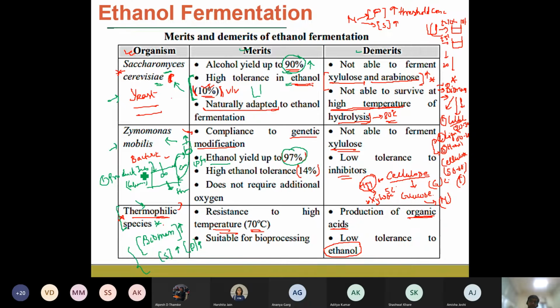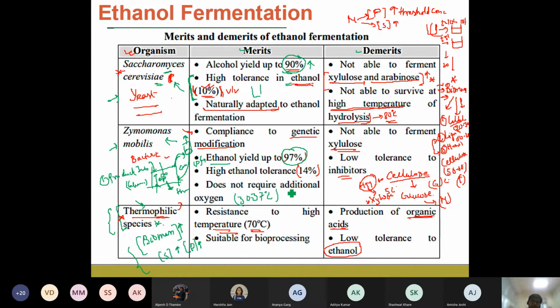Another particular strain of microorganism is known as thermophilic species. These have a high resistance to temperature. As we have already discussed, in the fermentation process, when the cells are carrying out metabolic activities, there is a release of heat or energy, and that increases the temperature of the growth media. Most microorganisms grow at around 30 to 37 degrees Celsius; this is their optimum temperature for growth.